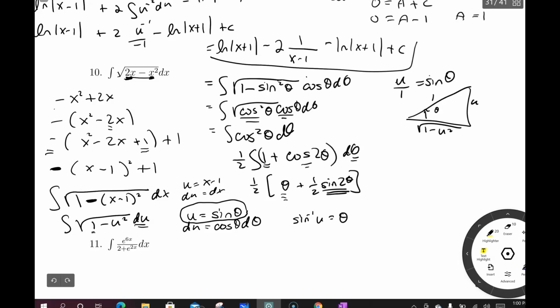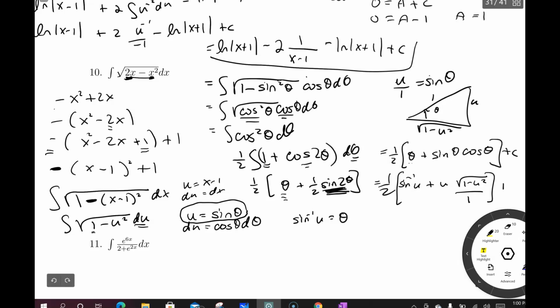And remember, you must change this. You must change this to 2 sine cosine. So carry the 1/2 theta, and then this is 2 sine cosine, so that will cancel with the 1/2. So I get the sine of theta, cosine of theta. So now I can finish it off, and in for the theta, I can put in inverse sine of u. Sine of theta is u. Cosine of theta is the square root of 1 minus u squared.